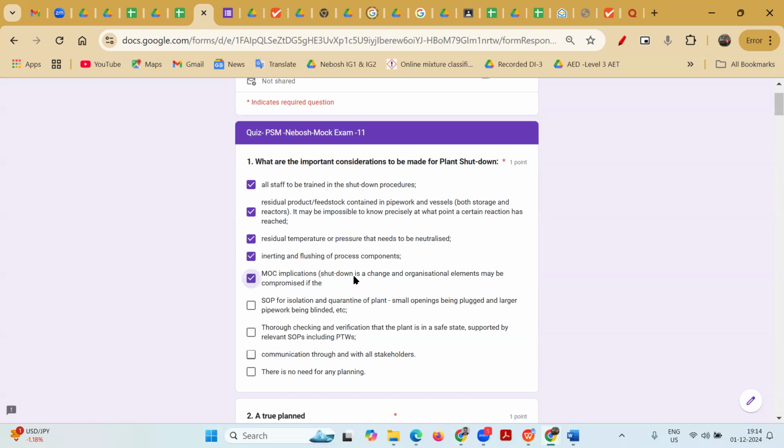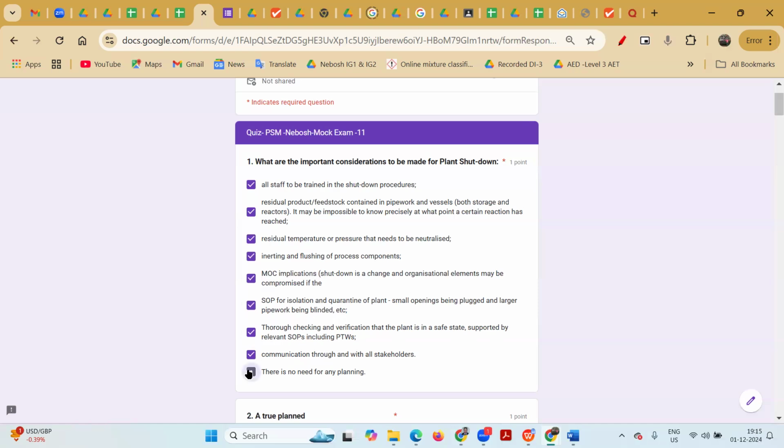Shutdown is a change and an organizational element which may be compromised, and it may lead to any type of failure. There will be an SOP for isolation and quarantine of the plant. Thorough checking and verification that the plant is in a safe state, supported by relevant SOPs including the permit to work, will also be considered. Communication with all stakeholders will be considered, and there is no need for any planning.